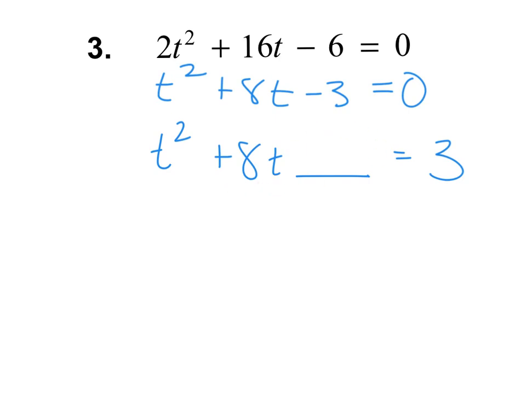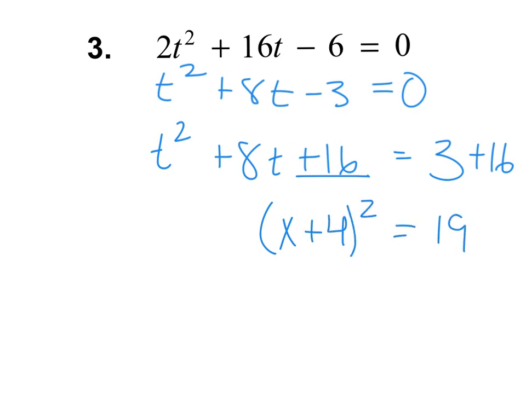Half of 8 is 4. 4 squared is 16. So this is a positive 16. Now remember, what you do to one side, you also have to do to the other. Now, this is a perfect square trinomial that I can factor. What multiplies to be 16 and adds to be 8 is 4 and 4. It just so turns out that that was half of b. It's always going to be half of b. So half of b was 4, so that is t plus 4 squared equals 19.